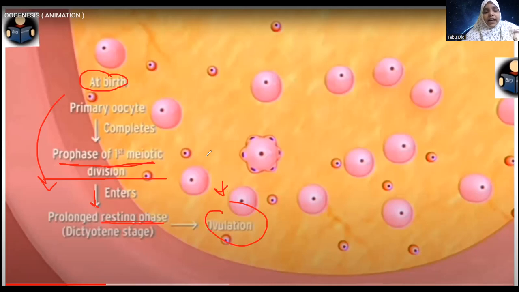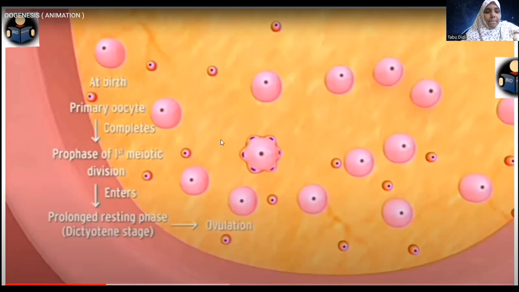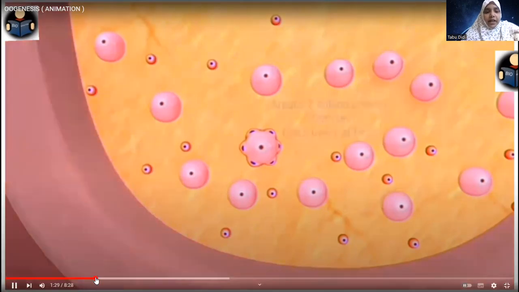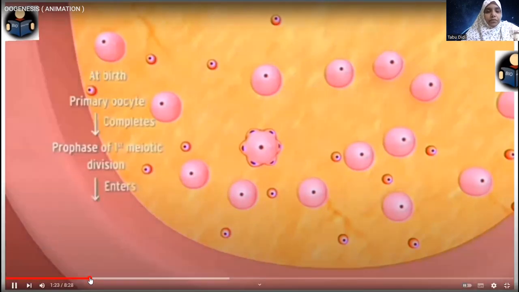So it is a bit tricky in the case of female oogenesis. I will just replay it again. Enters into birth follicle.